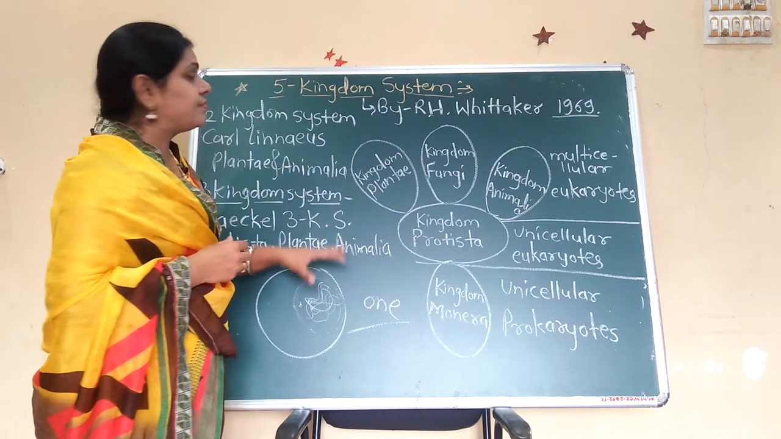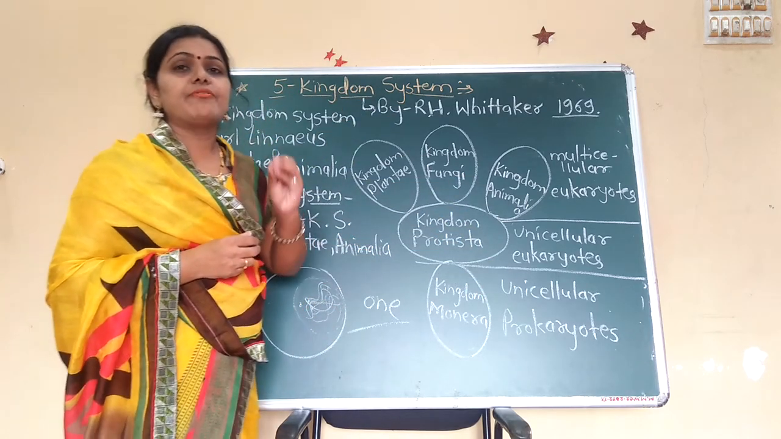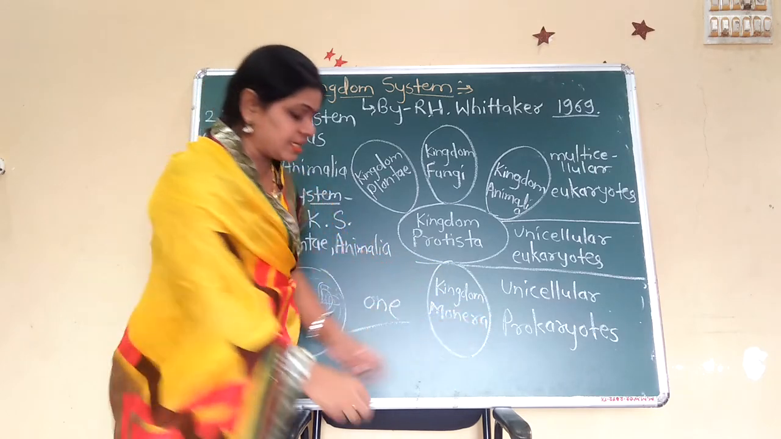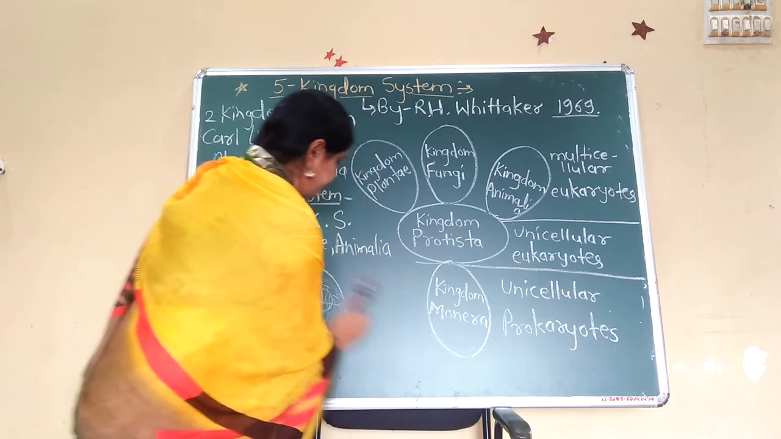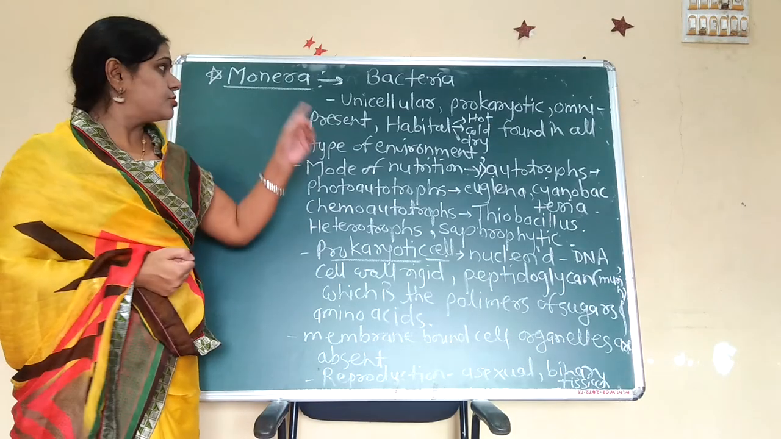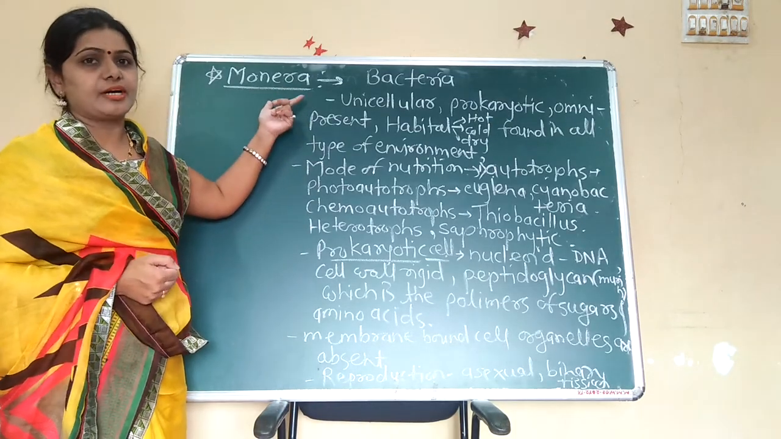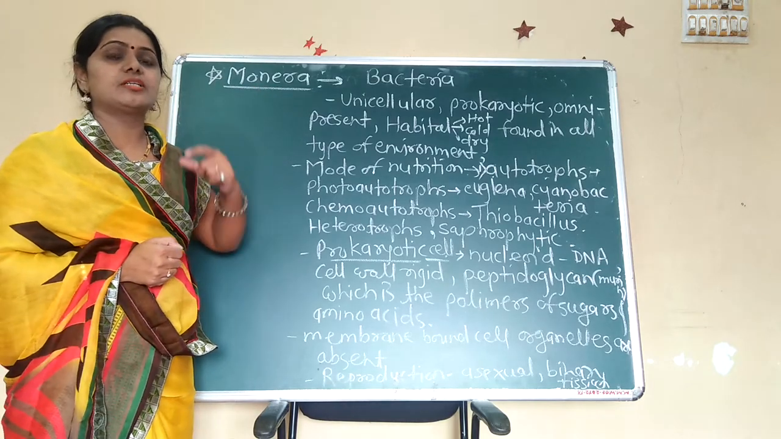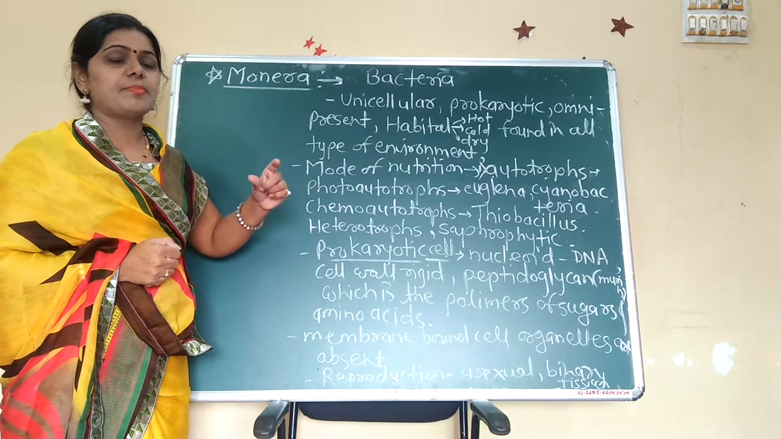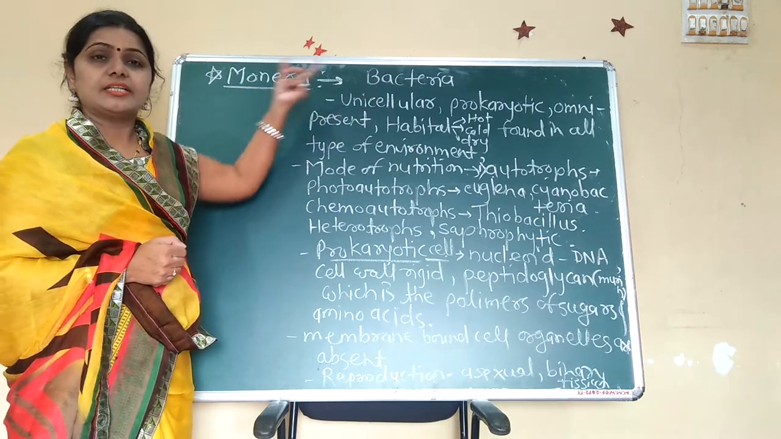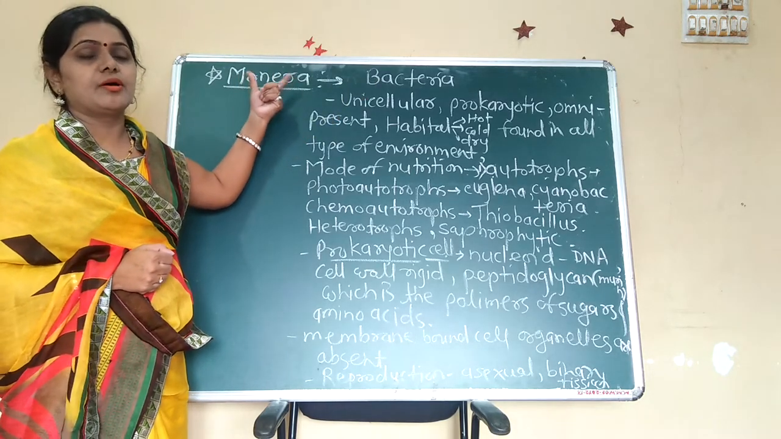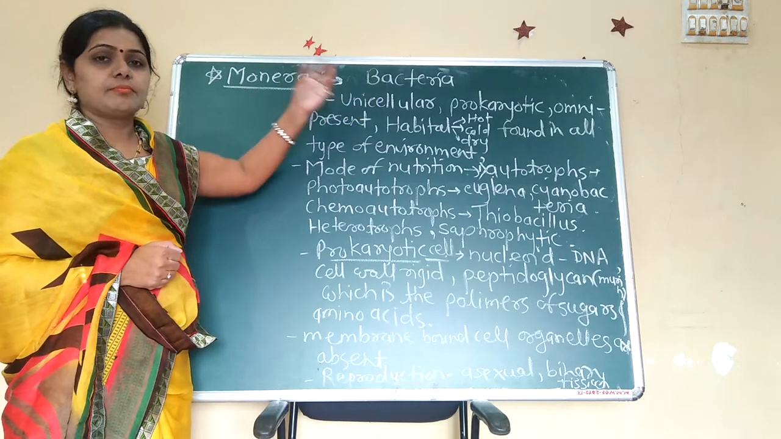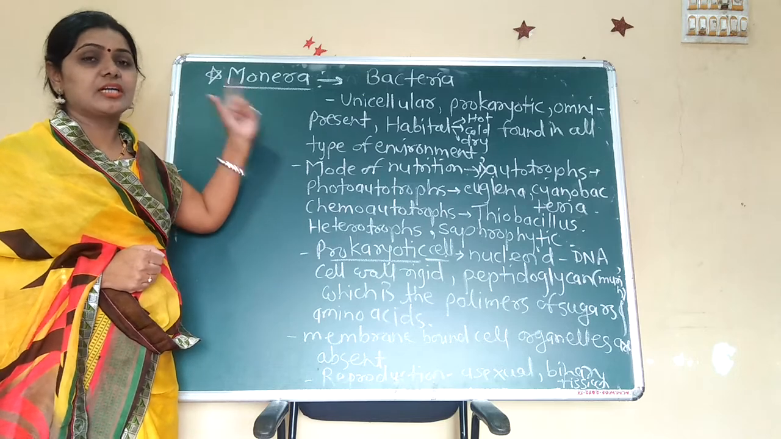These are the five kingdom system. Today we discuss the first kingdom, that is the kingdom Monera. So the first kingdom is kingdom Monera. All members of Monera are bacteria. This kingdom Monera is dedicated to the bacterial group. Bacteria are present in the kingdom Monera.